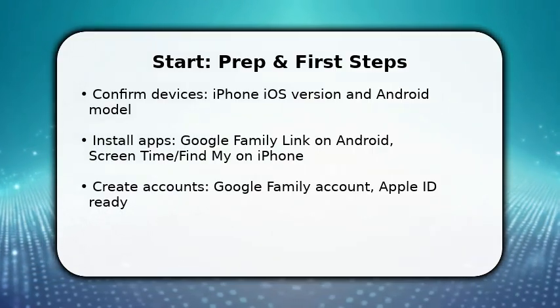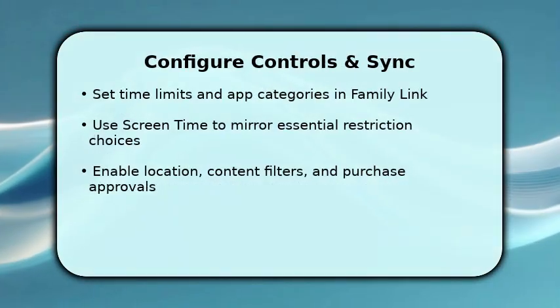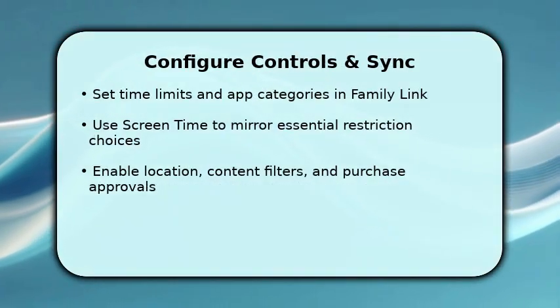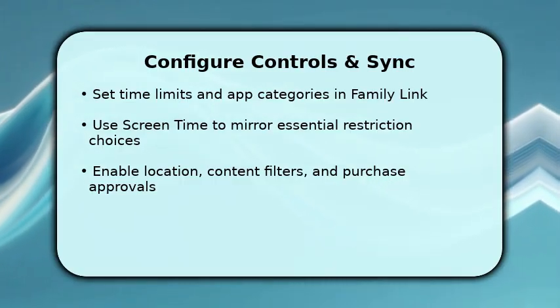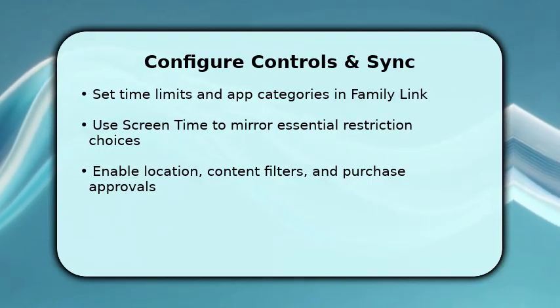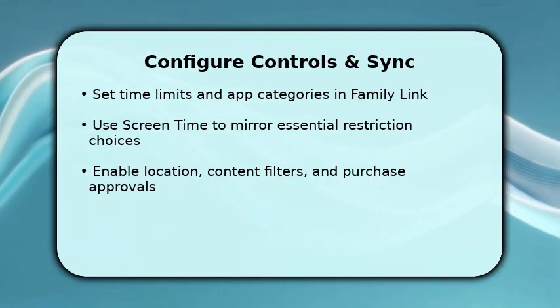Now configure the detailed controls. On Google Family Link, create the child's profile and apply daily limits and app restrictions aligned with what you used on the iPhone. Make sure to match categories and time windows so behavior expectations stay consistent.